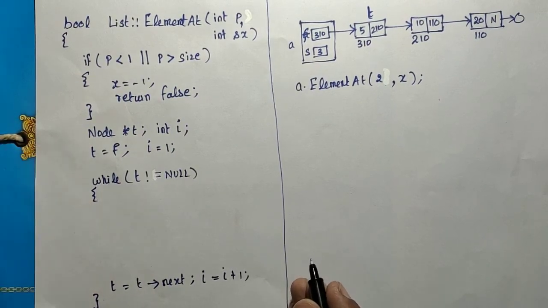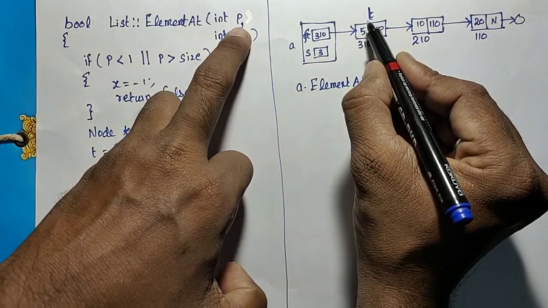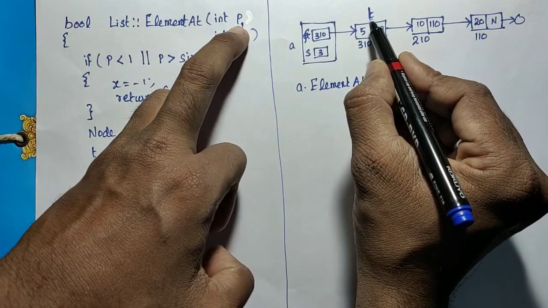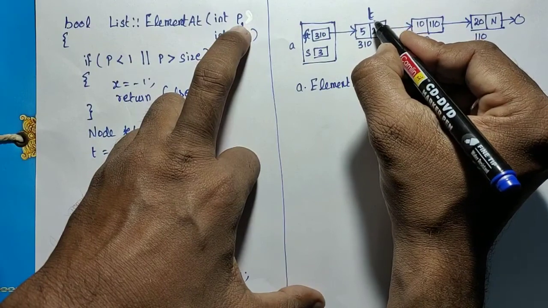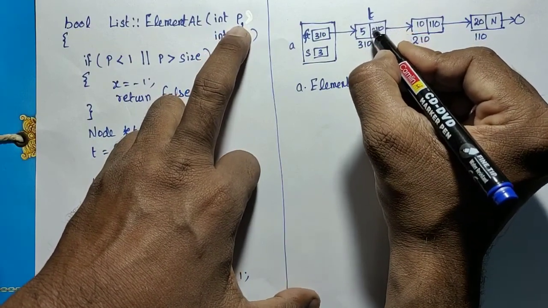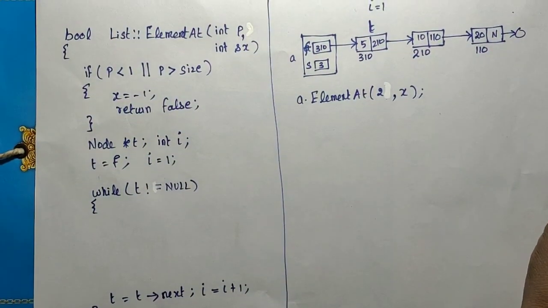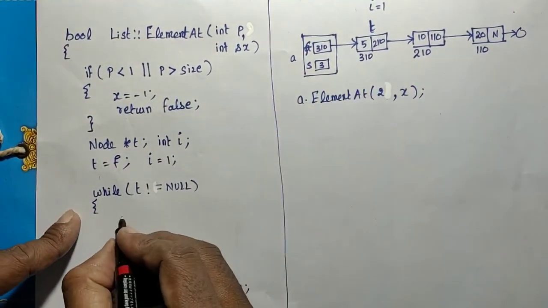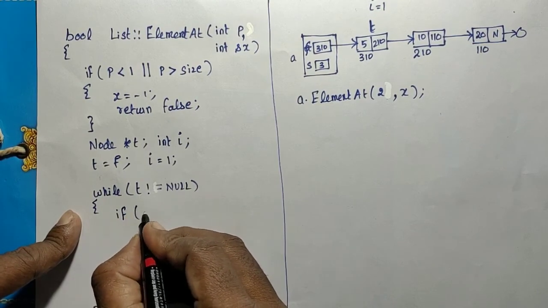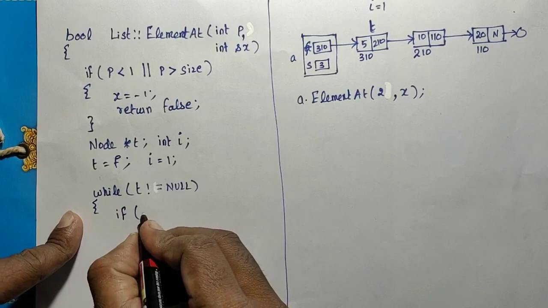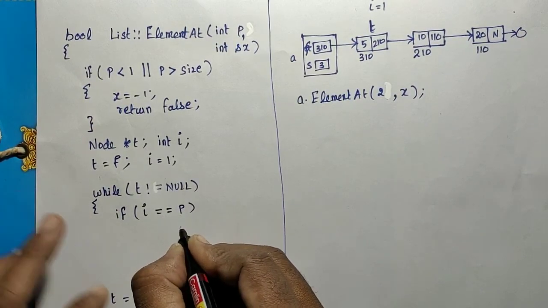In between we need to check whether T is the node which we want. The node which we want means the position, the index of that T, needs to be checked. Index of T is nothing but I. That we have to check here. So here if that corresponding index of the T node, that is I, is equal to P, that is the position that we want.